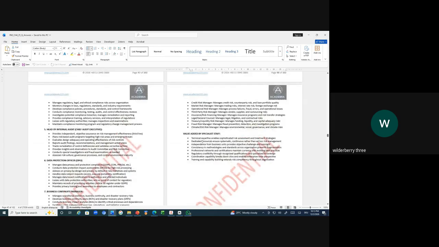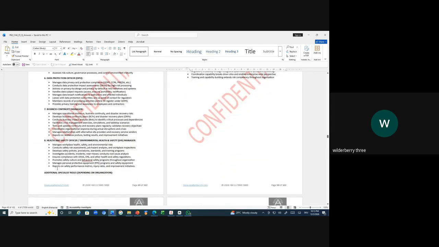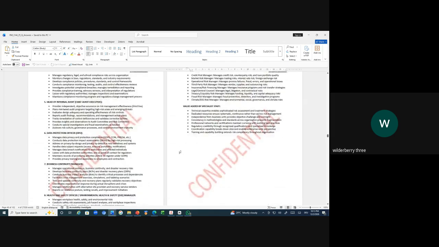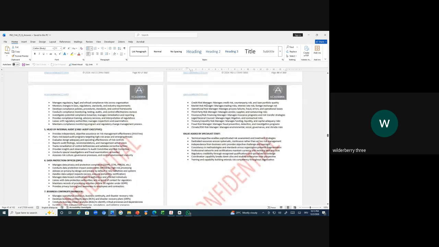Then finally, do you have any other specialist roles? That depends on the organization. Also credit risk manager, market risk manager. That's even more specialization. The bigger the company, the more specialized the roles. And of course, you can even have a fraud risk manager, and ESG risk manager, climate manager.